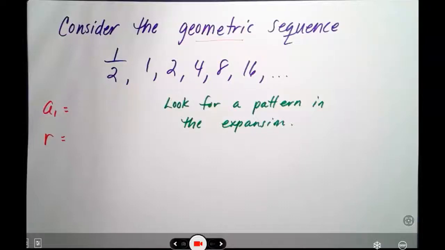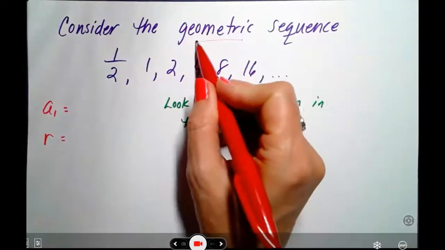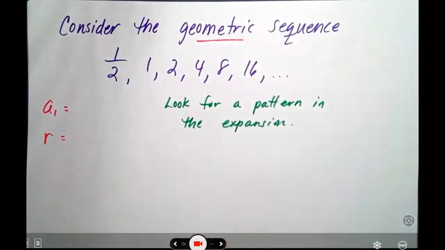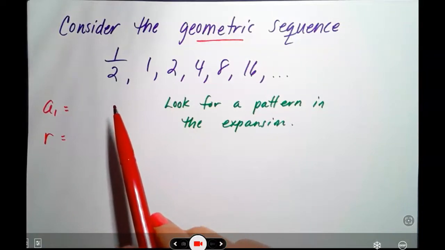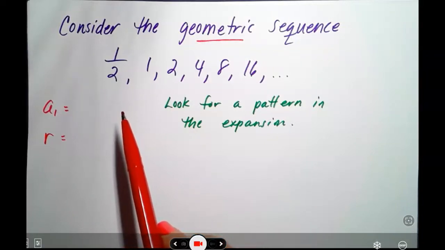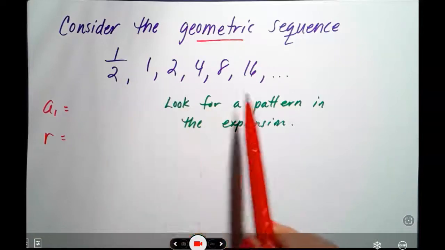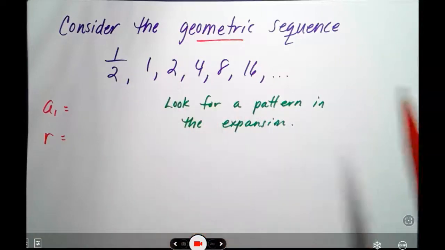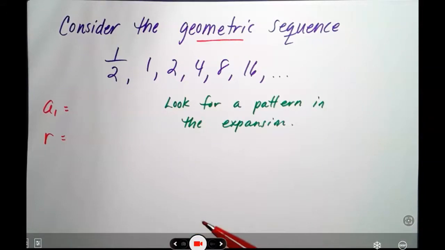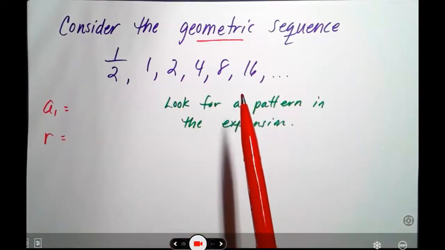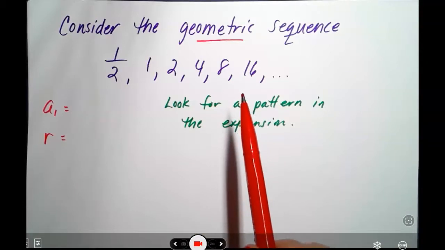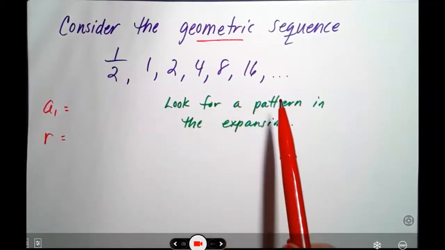Hi Pre-Cal, and today we're going to be considering a geometric sequence. And we know this is a geometric sequence because it does not have a common difference, it has a common ratio, a common rate of change as we go through. Obviously, we're doubling every time. So we're going to be writing the general formula or the general rule for this particular expanded sequence.